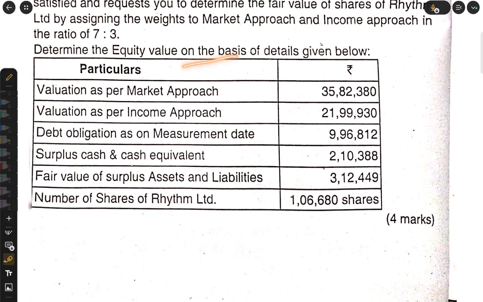Determine the equity value based on the following: valuation as per the market approach is 45 lakhs 82 380, valuation as per income approach is 21 99 930, debt obligation is 996 812, surplus cash and cash equivalent, the cash asset, and fair value of surplus assets. Number of shares is 1 lakh 3000.